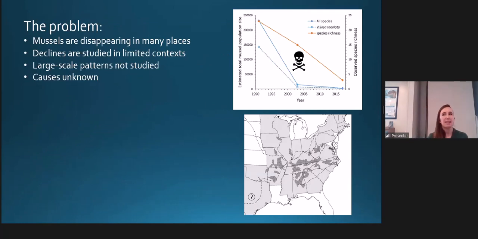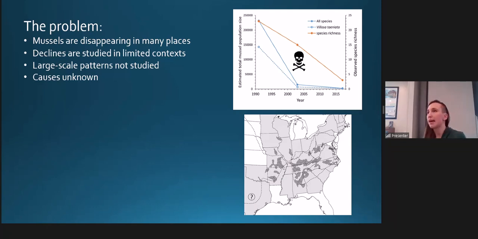So in this study, the problem we're trying to solve is that mussels are disappearing in many places. For example, we have this graph here from Horse Lick Creek, where we see that mussel abundance has declined over 98% in just 15 years. And this creek isn't unique. You can create plots for many creeks across the eastern United States. As you can see in this map below, all the highlighted gray areas are watersheds that have declining mussel populations.